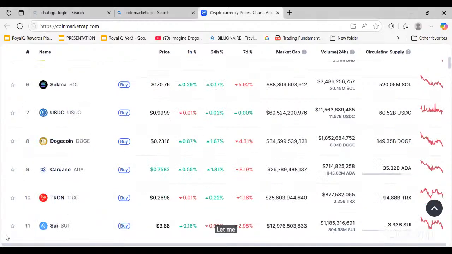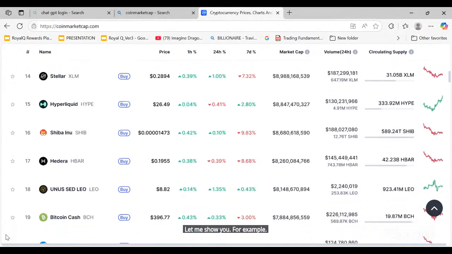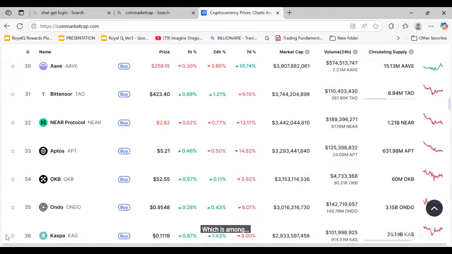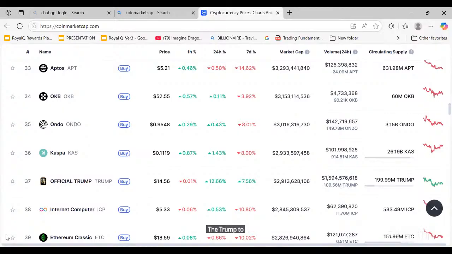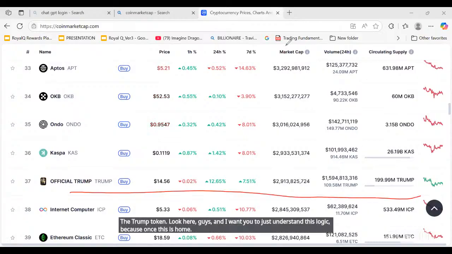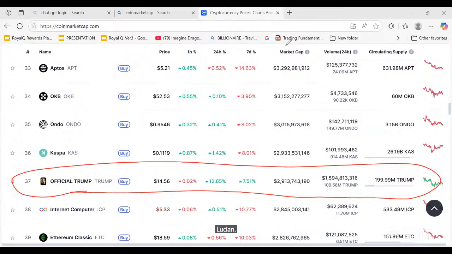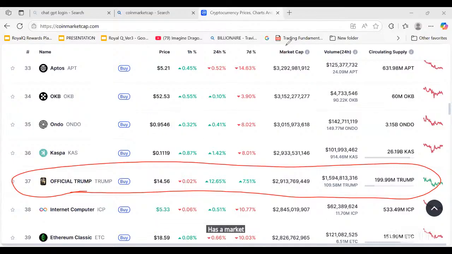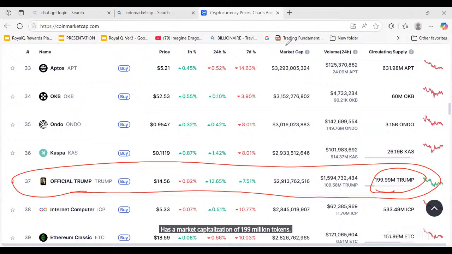Let me show you. For example, the Trump token, which is among the top, maybe the top 100. Look here, guys, and I want you to just understand this logic, because once this is home, you will enjoy crypto. Look here. The Trump token, which is a meme token that is built on the Solana network, has 199 million tokens in circulation. It has a market capitalization of 2.9 billion.